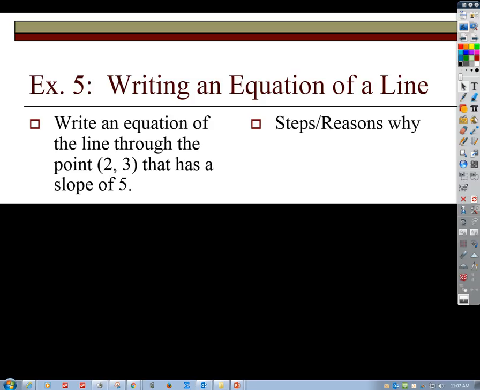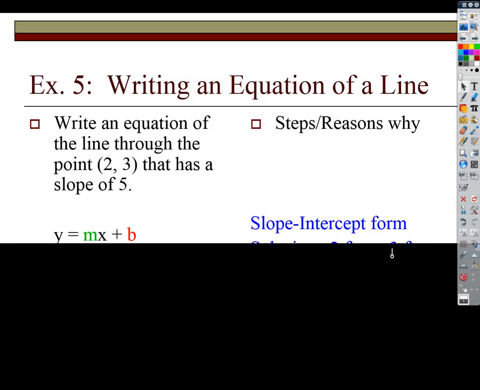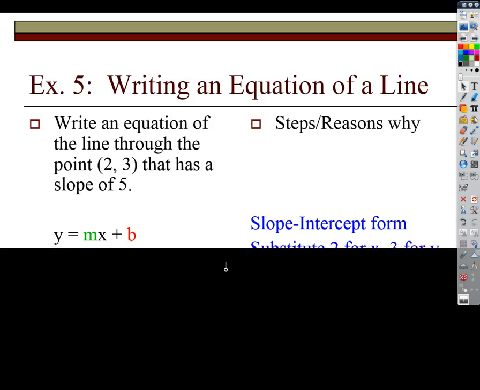When we're trying to write the equation of a line, what form do we want to write the line in? Good, y equals mx plus b, slope-intercept, right? So we want to write it like that. What do we need to fill in there to have the equation of the line? In our final answer, it's going to look just like this, only I'm going to have numbers in there instead of M and B. I want to fill in the values of M and B, and that's my answer, right?